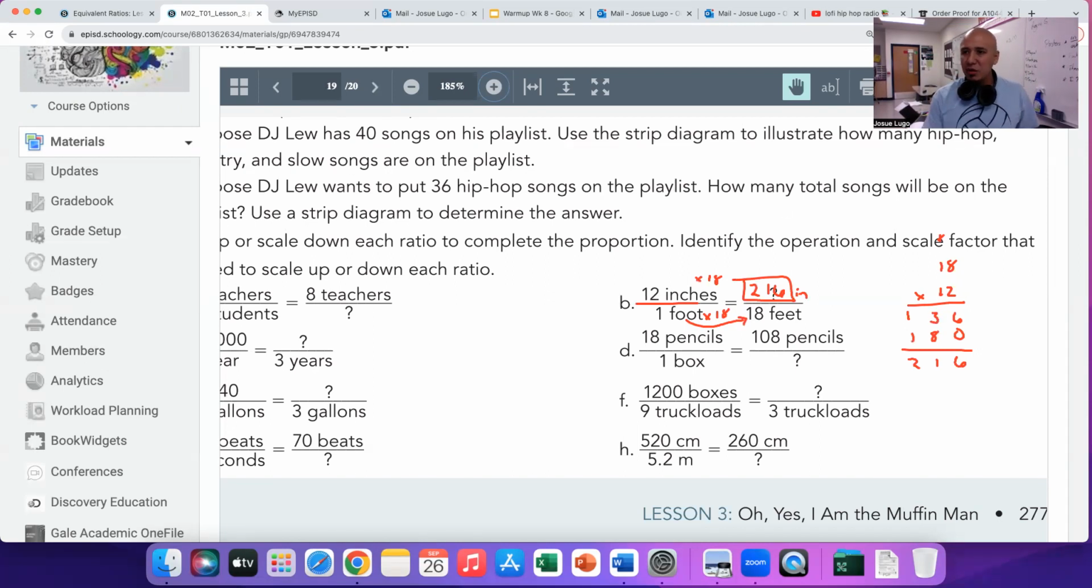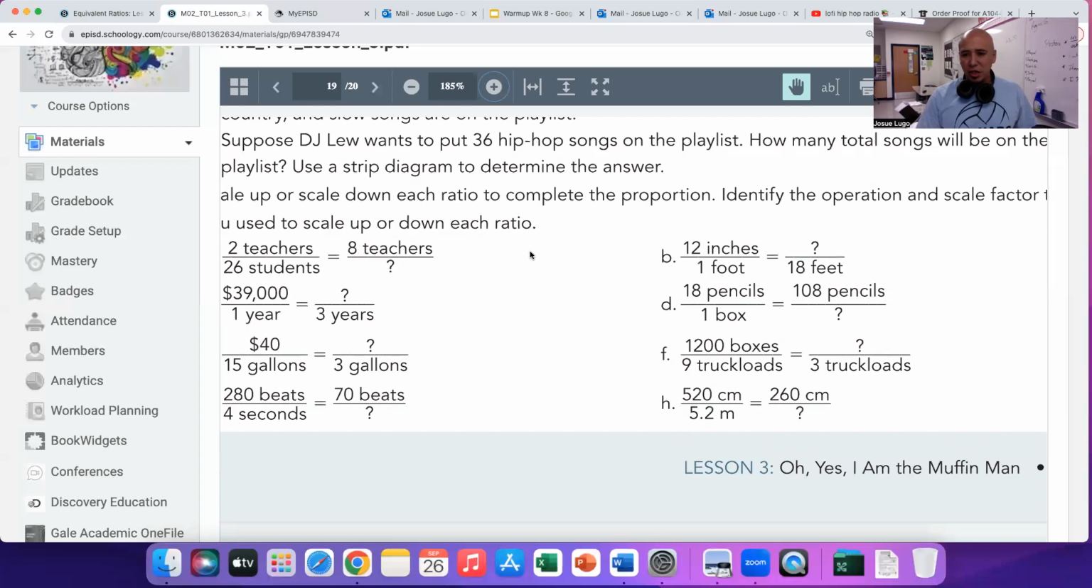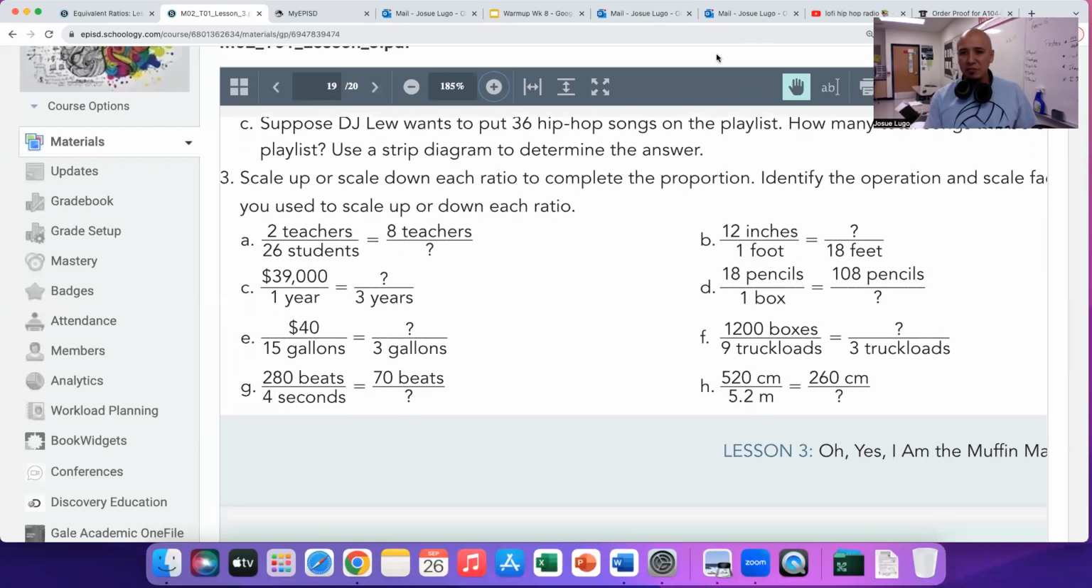All right. Now, what if we have to divide? What if we have to get smaller? For example, let's look at letter F down here. The 2 things we're comparing are boxes over truckloads. I notice that I'm going from 9 to 3. So what do I do to 9 to get to 3? Obviously, I need to divide 9 by 3 because 9 divided by 3 is 3. So I would divide 1,200 by 3. And 1,200 divided by 3 would be 400, right? Or 400 boxes. So notice it's the same pattern each and every time.